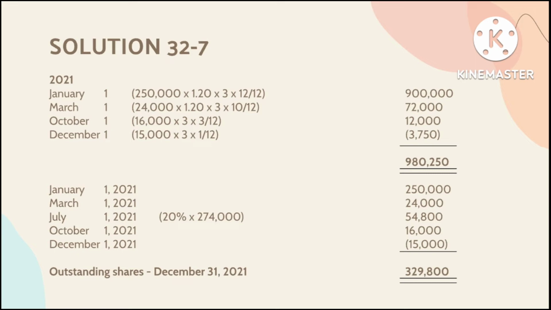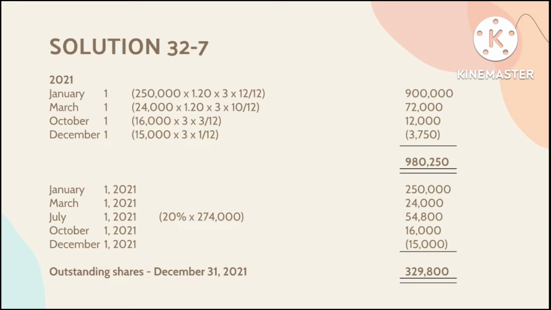Since ito po ay treasury shares, ay ima-minus po natin ito sa ating outstanding shares. So, ito po ang sagot, 980,250. Ito po yung ating average number of shares for 2021 na gagamitin for comparative financial statements computation.